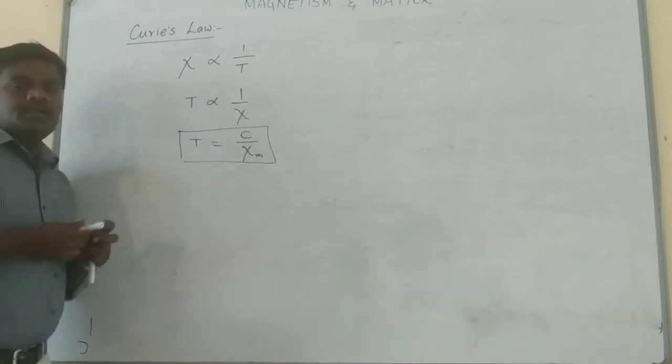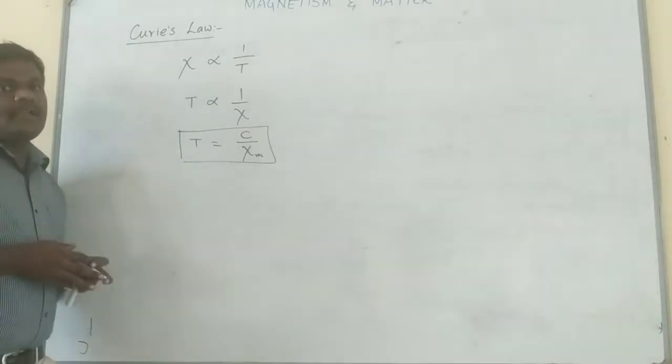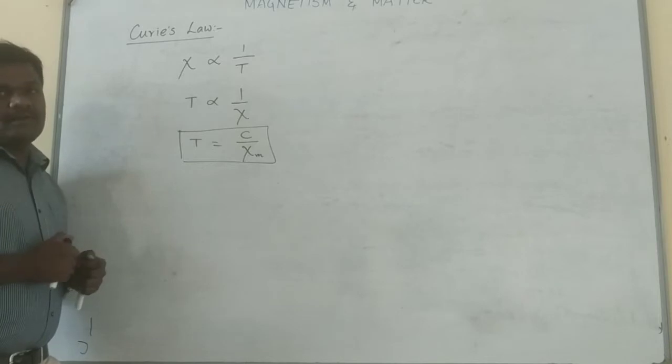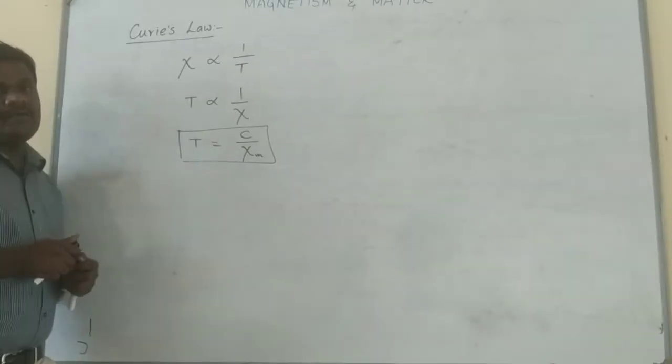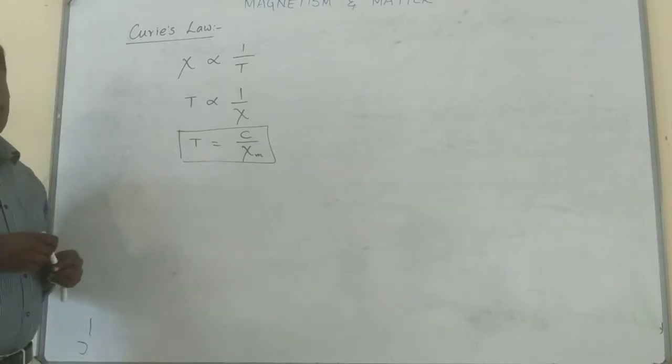I repeat, Curie's law statement: the magnetic susceptibility of a paramagnetic material is inversely proportional to the absolute temperature of the paramagnetic material. In the sense, with increase in the temperature, the magnetic susceptibility of the paramagnetic material decreases. So this is Curie's law.